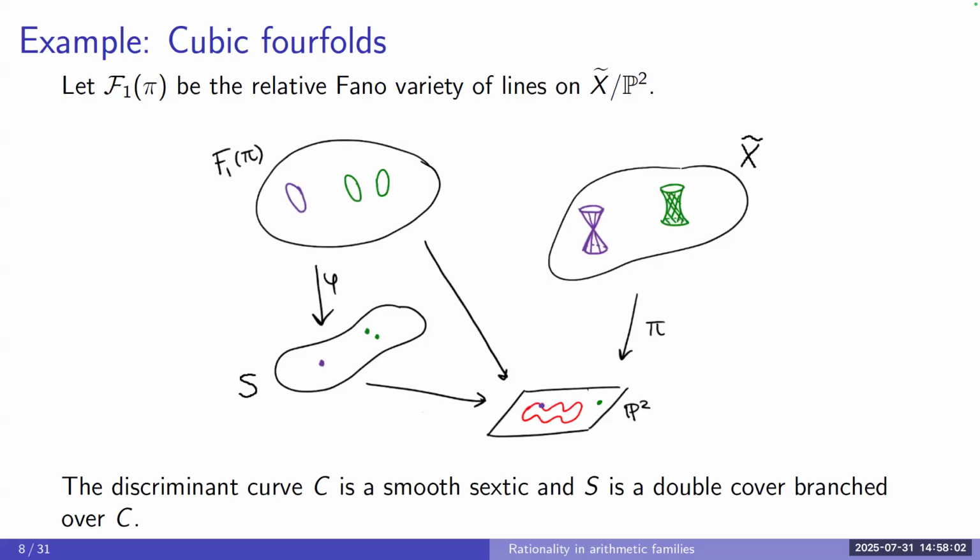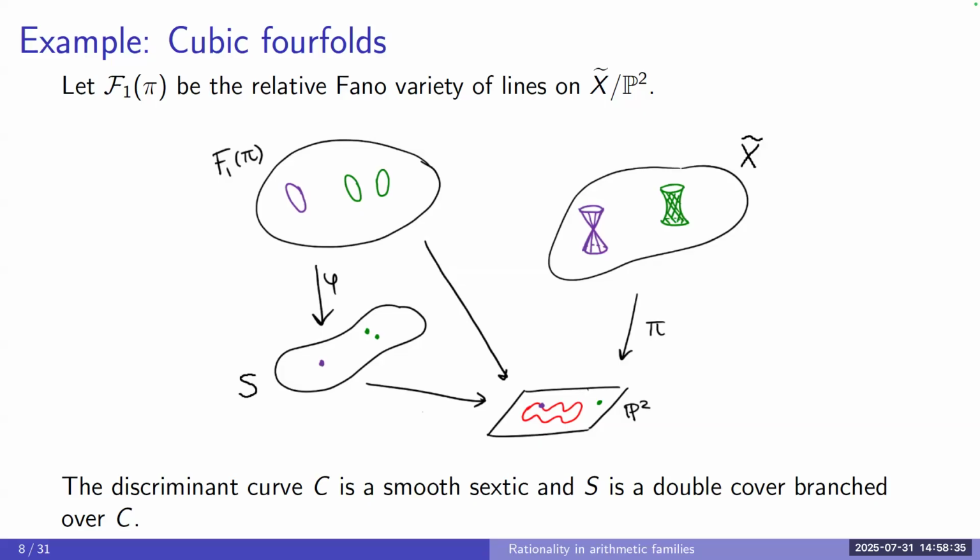Okay, so I want to take another slightly different perspective on this example. I want to think about lines in the fibers of this quadric surface bundle. So I'll let F1 of pi be the relative Fano variety of lines. All right, so points exactly correspond to lines in the different quadric surfaces here. For most points in P2, I'm going to have a smooth quadric surface. And so I'm going to have two rulings of lines. And those will give me two conics in this relative Fano variety over that point.